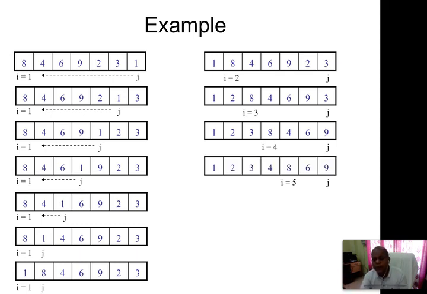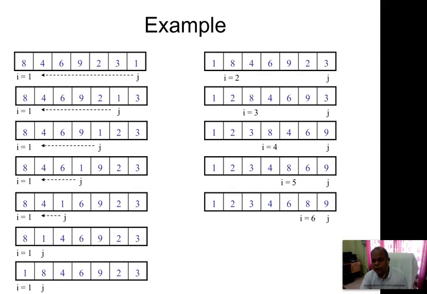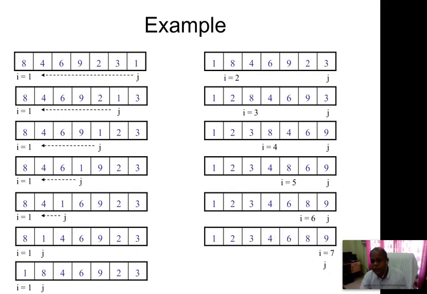In the same way, for I equal to 4, the fourth smallest element will be placed in its proper position. For I equal to 5, the fifth smallest element is placed in its proper position. For I equal to 6, the sixth smallest element is placed in its proper position. And for I equal to 7 and j equal to 7, by default it will be placed in this position. Finally, this is the sorted array.